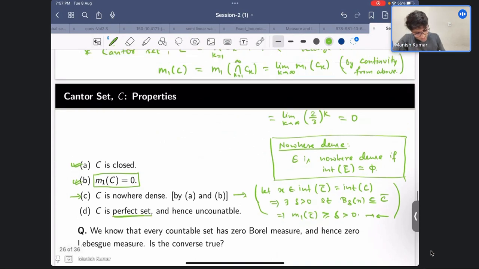So do you know the definition of perfect set? Can you tell me? Okay, so perfect set basically means that it is closed, and there is no isolated point. So all the points will be limit points.